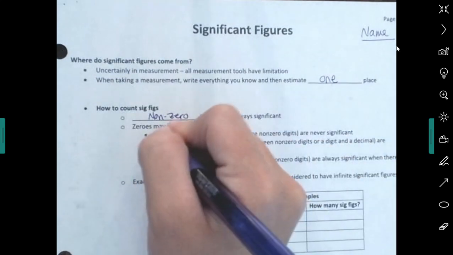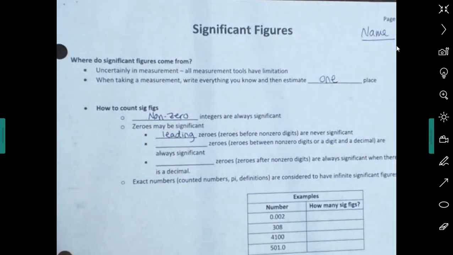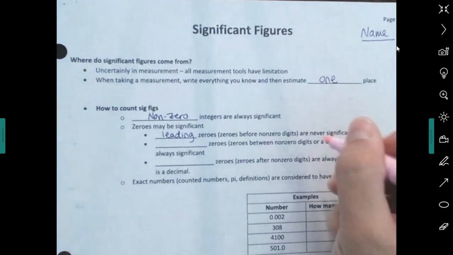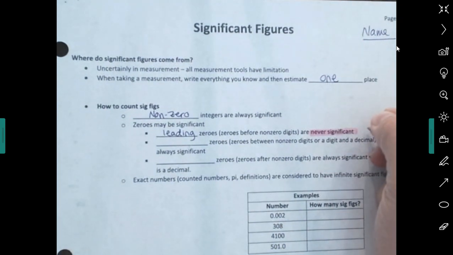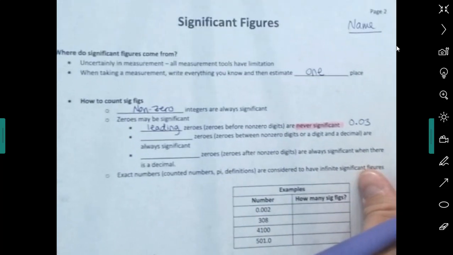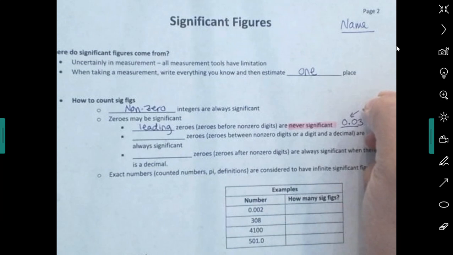Okay, so leading zeros. Leading zeros, the zeros before non-zero digits, are never significant. So what does that look like? If you have 0.03, these zeros are not significant. So this number right here would only have one sig fig. This one would be the only significant one.